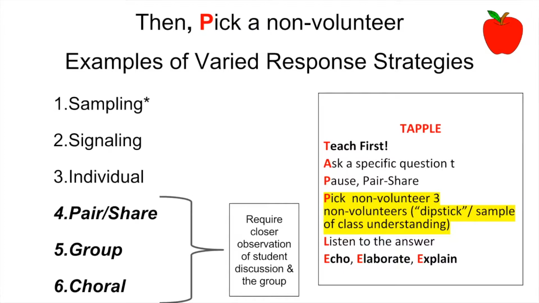This is a strategy solidly grounded in research and has a variety of ways you can evoke a response from your students. Here are some examples. Number 1, sampling. Sampling is a true non-volunteer. We are randomly choosing volunteers so we can get the dipstick sample of what all students understand. Number 2, signaling is also a way of sampling if done privately, but it is the nonverbal version. Numbers 4 through 6 require closer observation to student discussion and the group, which are pair, share, group, and choral.